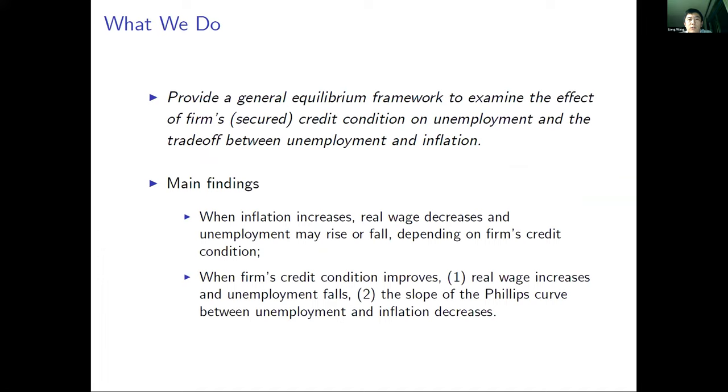The first one, we can show that when inflation increases, the real wage is going to decrease. At the same time, unemployment may rise or fall, which critically depends on the firm's credit condition. And second, we can show that when the firm's credit condition improves, that's what we observe from the recent data, the real wage is going to increase and the unemployment rate will fall. So improving credit condition contributes to the lower unemployment we observe from the data.